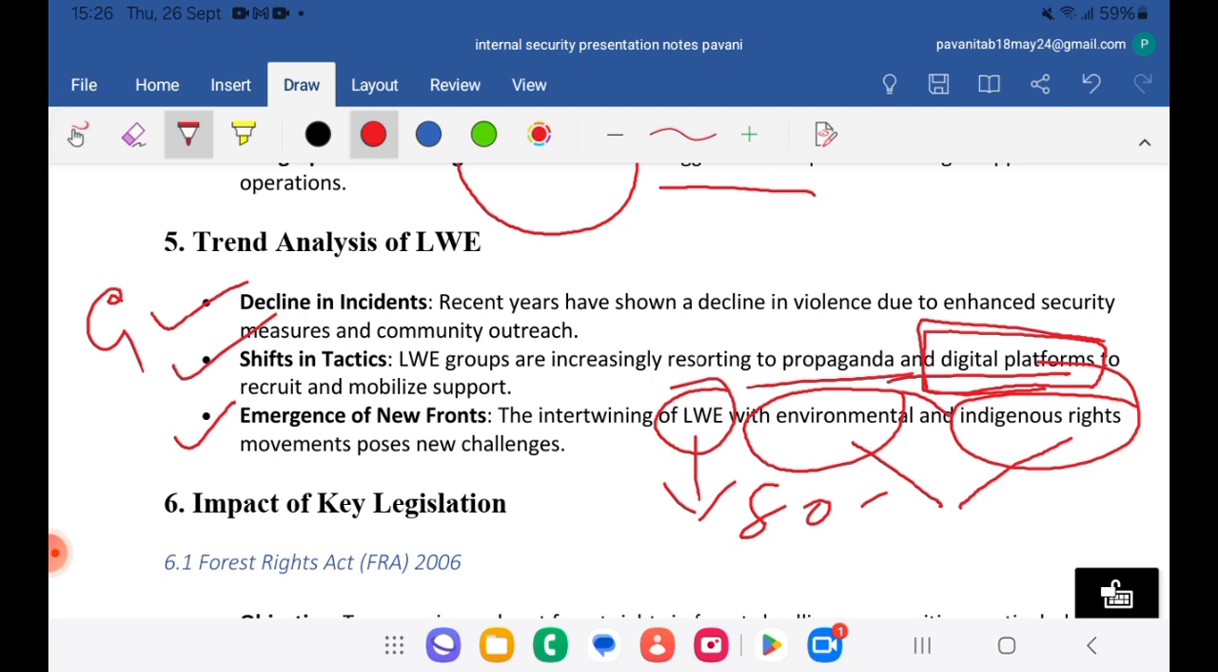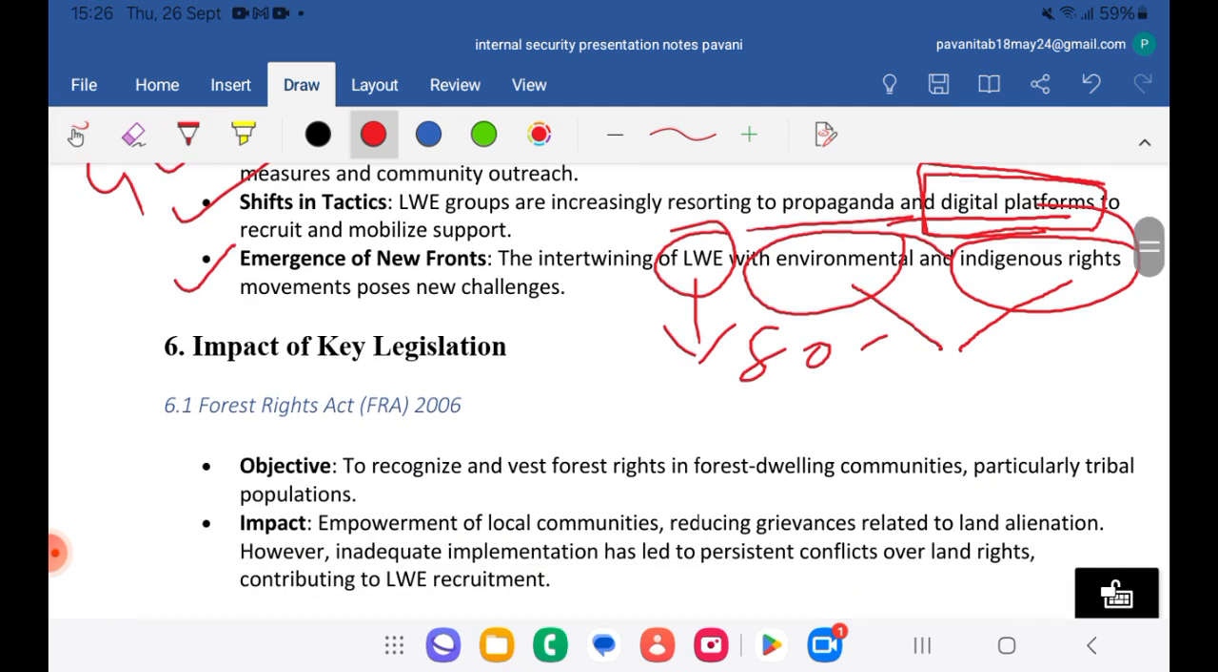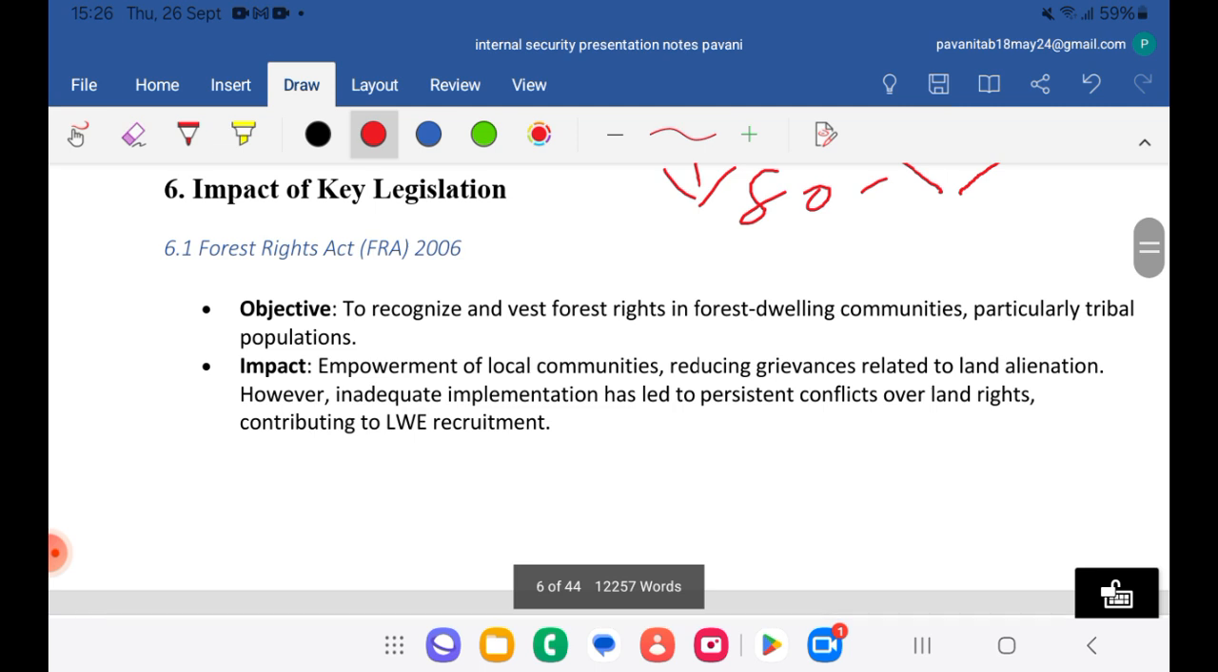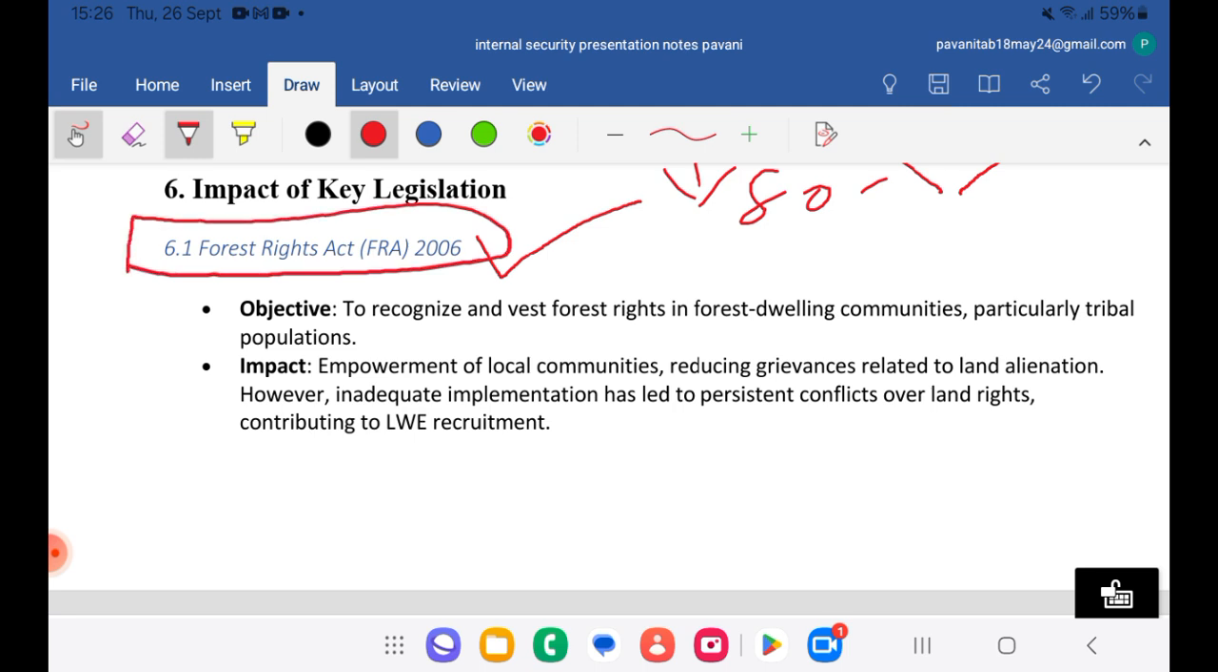Okay. So now we see the impact of key legislation. What are the key legislation impacts we have? One thing we should know about is the Forest Rights Act, because I told you before that environment and indigenous rights are also a cause. Under that we have one important act, the Forest Rights Act 2006. What is the objective of this act? Let us have a little look into the act. The objective is to recognize and vest forest rights in forest-dwelling communities, particularly the tribal population. So we have to give the rights to forest dwellers, particularly to tribes. That is the objective.